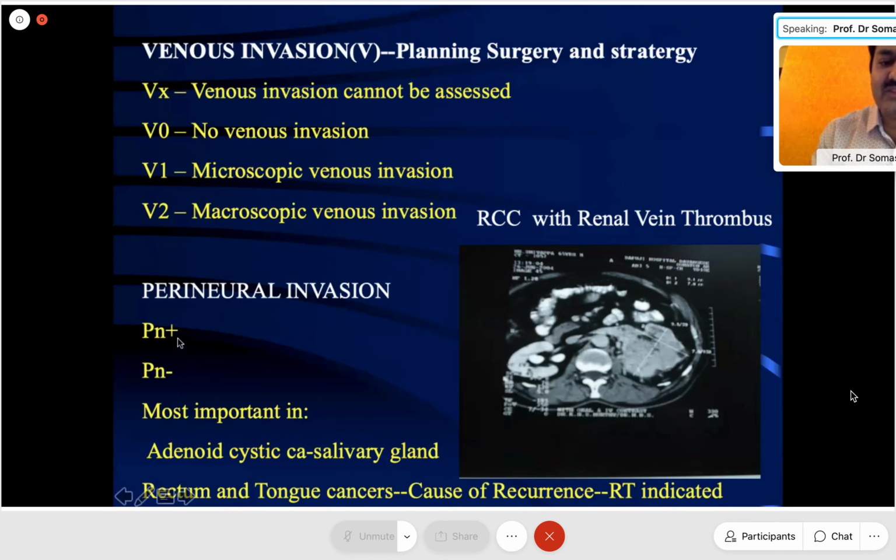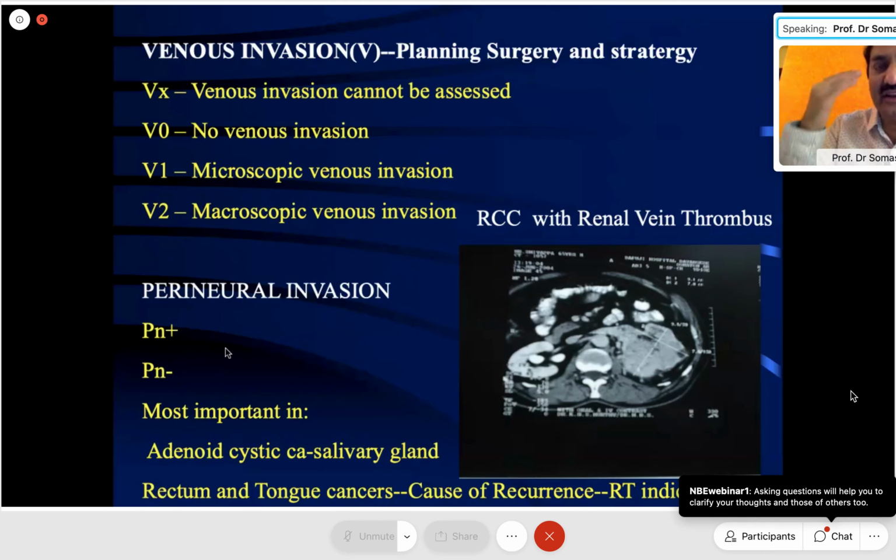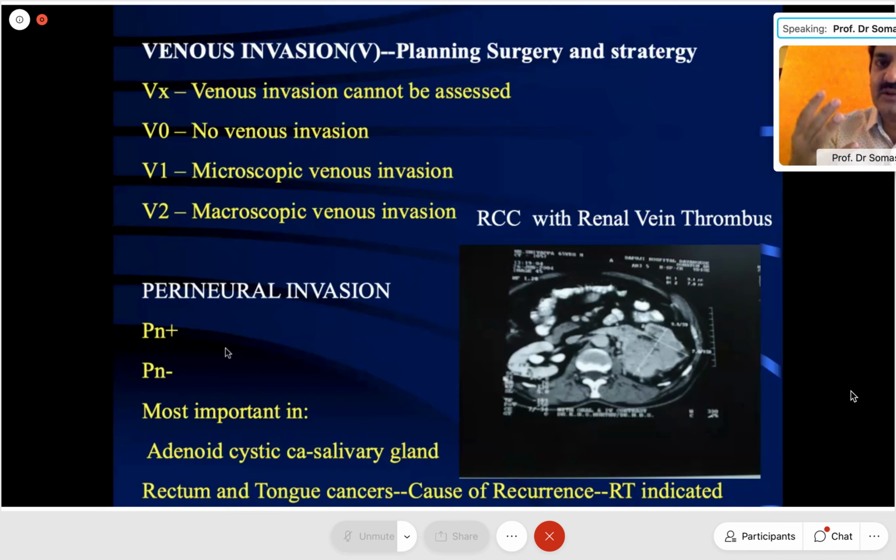Then perineural invasion, PN plus, PN negative. Adenoid cystic carcinoma of the salivary gland, PN plus. That's why when we cut the nerve at the foramen ovale and see if the nerve is positive, intracranial recurrence and infratemporal fossa recurrence is high, so RT is given. Then tongue cancer: if there is perineural invasion, it is a very important marker for local recurrence, and radiotherapy, brachy or EBRT, may be considered. Lymphovenous invasion in endometrial cancer, as per the new staging, POLE, MSI, we use; they are an indication for adjuvant treatment, even though it may be stage 1A.